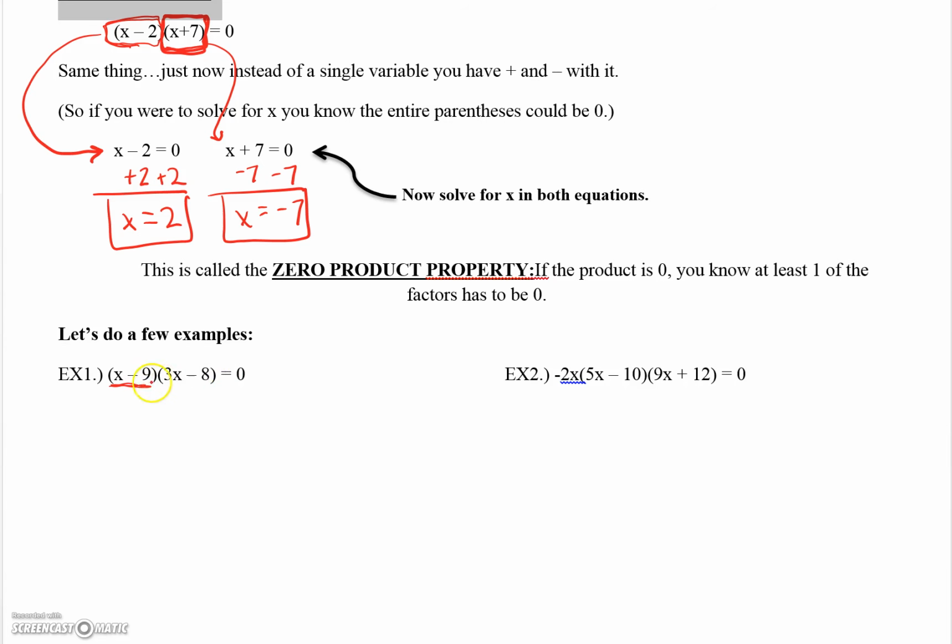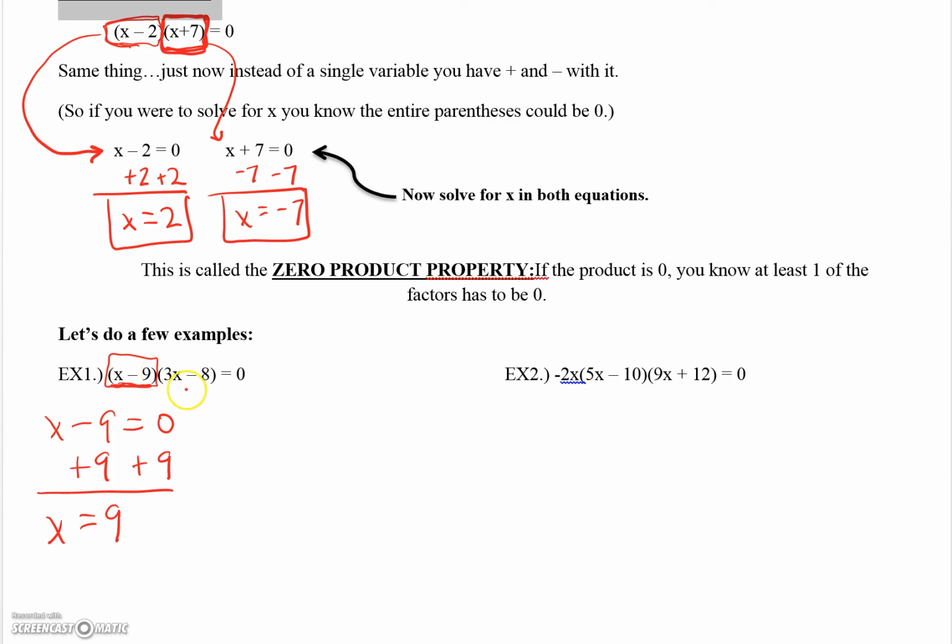Again, we're multiplying two numbers to get 0. So I know that one of these quantities has to be 0. So let's work with this first parenthesis here. So I know x minus 9 could be 0. Well, if the directions say to solve for x, I have to get x by itself. So let's add 9 to both sides. So x is equal to 9. That would make this entire parenthesis 0.